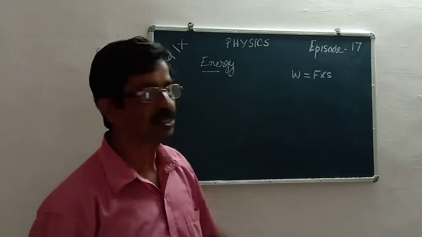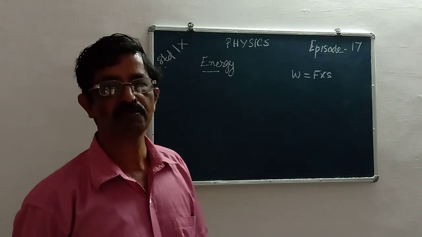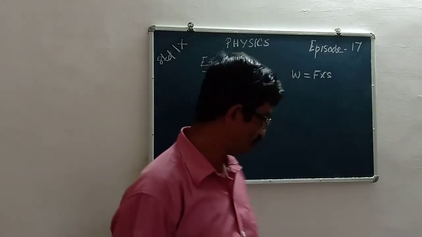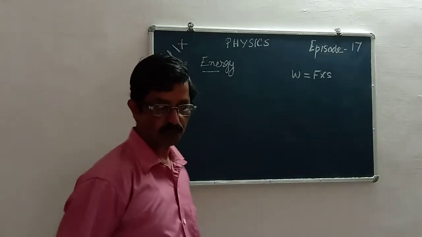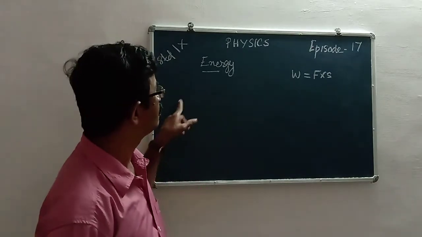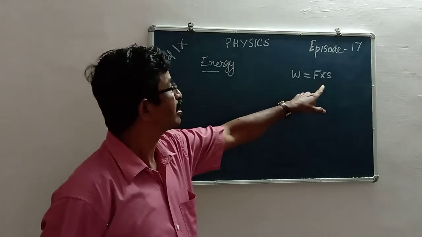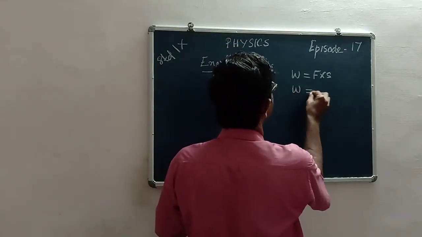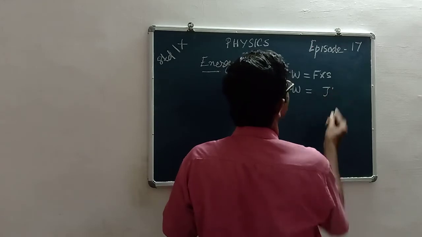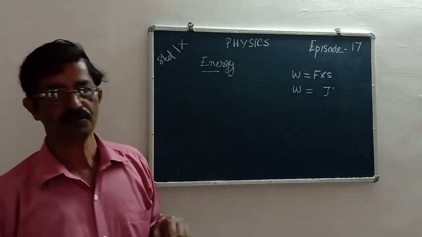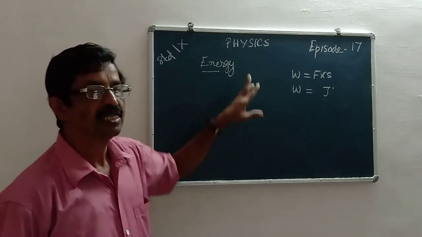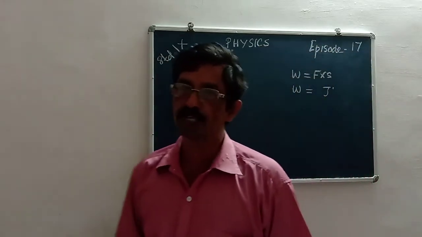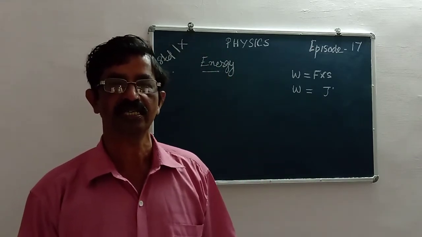Work is equal to force into displacement. It is the product of force and displacement. Now, see here, the unit of work is joule. Joule is the unit of work. And there are two types of work, positive work and negative work.